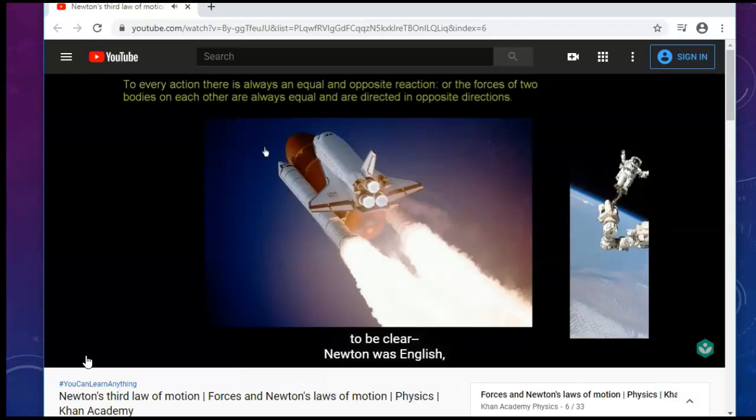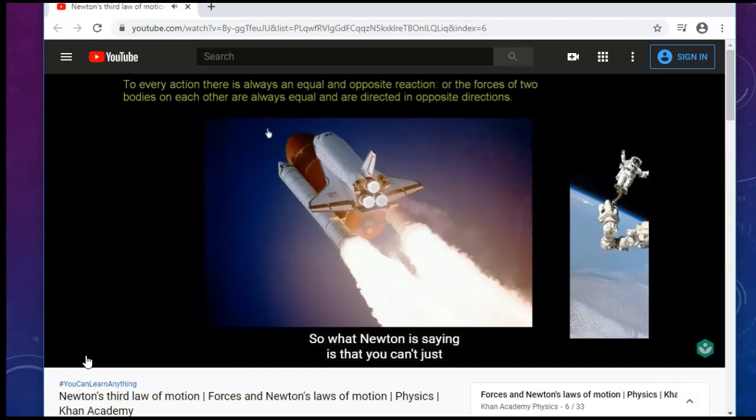And just so you're clear, Newton was English, but he wrote it in Latin because at that point in time, people wrote things in Latin because it was viewed as a more serious language. But anyway, to every action there is always an equal and opposite reaction, or the forces of two bodies on each other are always equal and are directed in opposite directions.